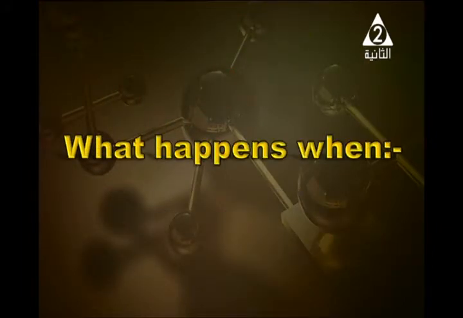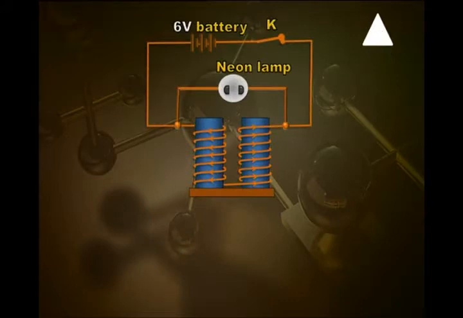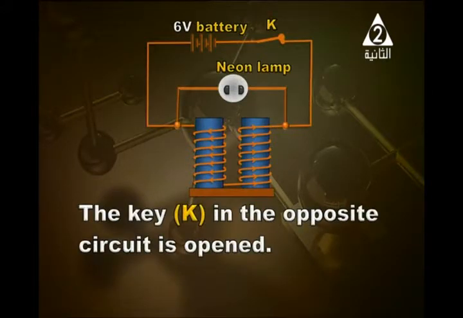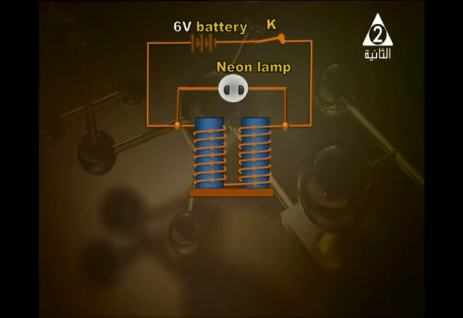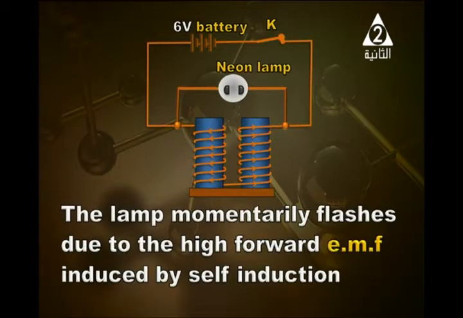What happens when the key in the circuit shown in front of you is opened? We've got a neon lamp connected across an electromagnet. What happens? The lamp momentarily flashes. We want you to justify your answer. The lamp momentarily flashes due to the high forward EMF induced by self-induction.